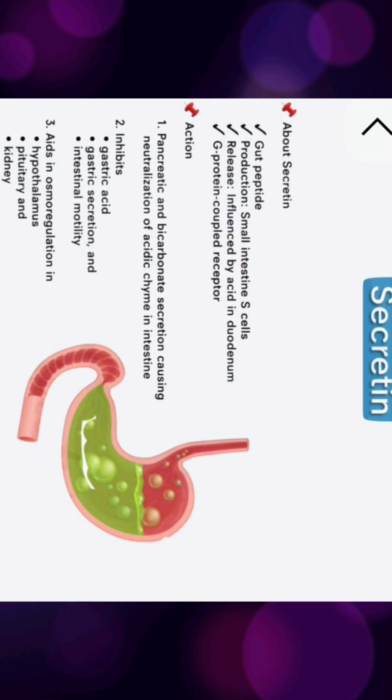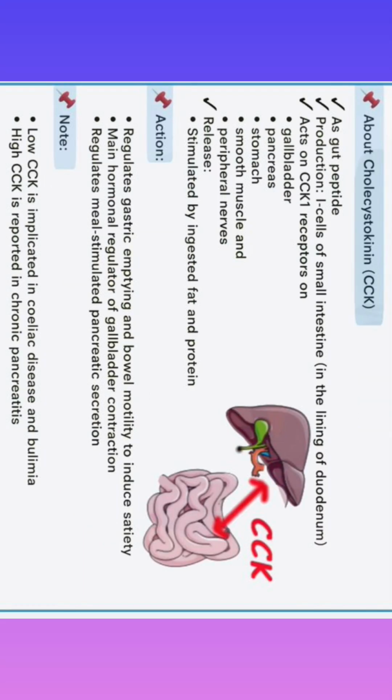Third hormone of the GI tract is secretin. It gets secreted by the duodenum. It stimulates the formation of bile, H2O, and bicarbonate from the pancreas. Fourth one is CCK, that is cholecystokinin. It is also secreted by the duodenum. It also stimulates the secretion of pancreatic juice and the release of bile by contracting the cystic duct and gallbladder.